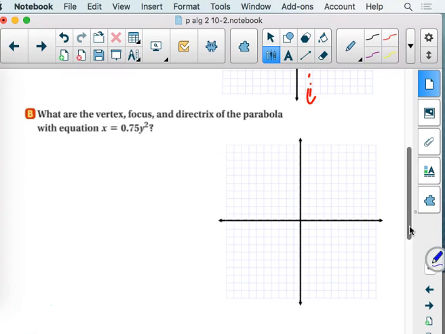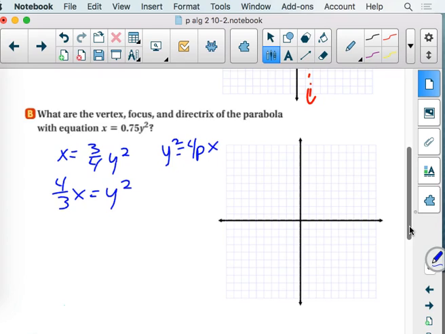So this one, what are the vertex, focus, and directrix of the parabola with this little equation? And again, I'm going to change that into a fraction. Looks like that. So I think, okay, if it looks like that, how did it get there? Well, it's supposed to be x equals 4py squared. No, the squared is always by itself. So it should be y squared equals 4px. So how do I move that 3/4 over to the other side? Multiply by the reciprocal.